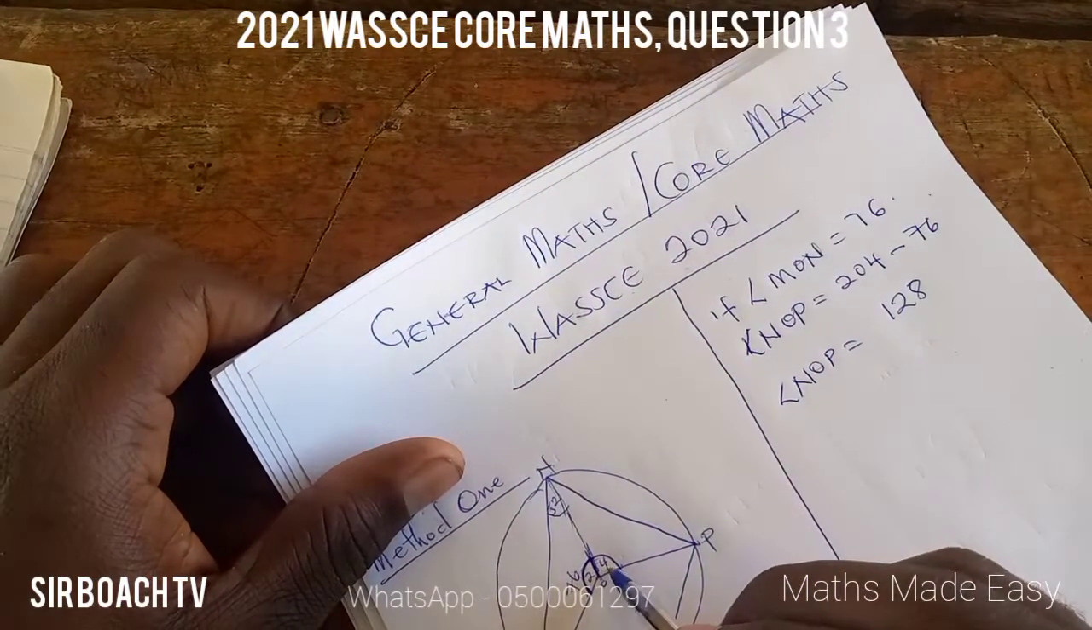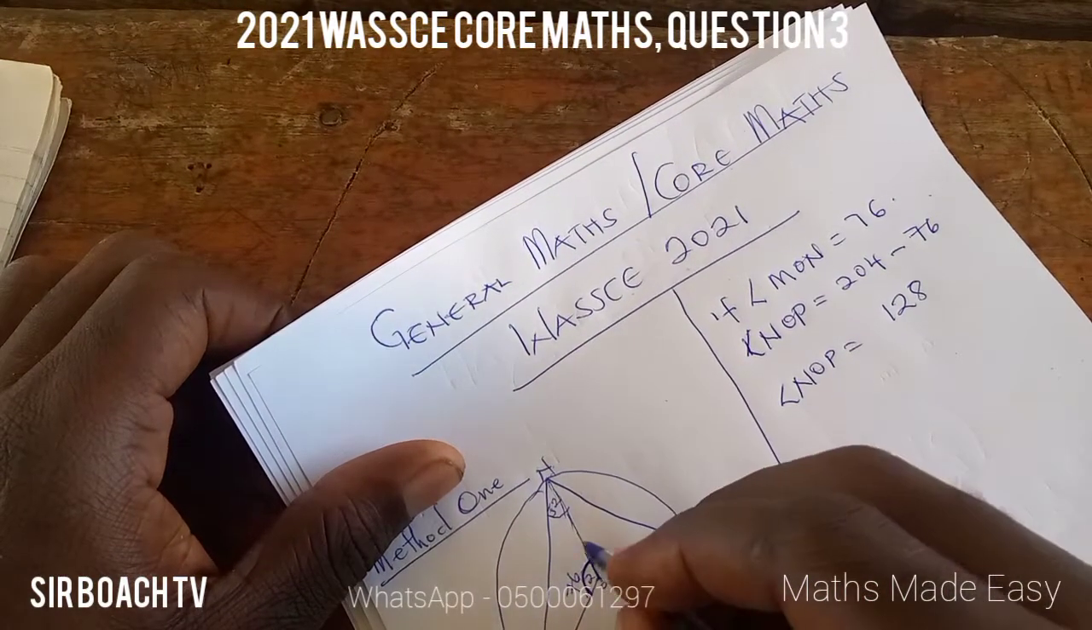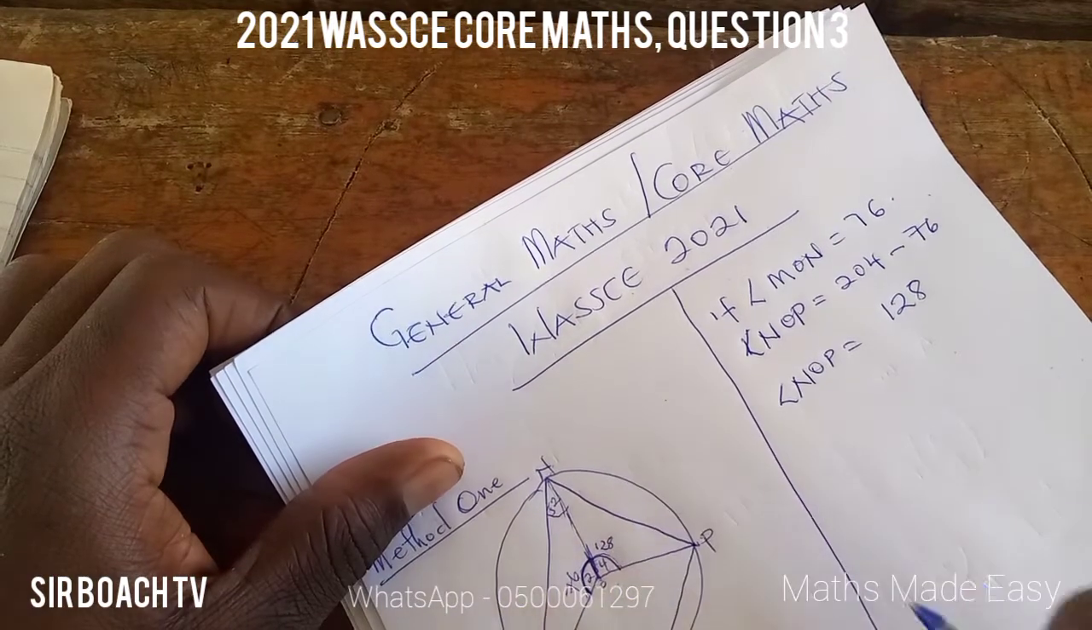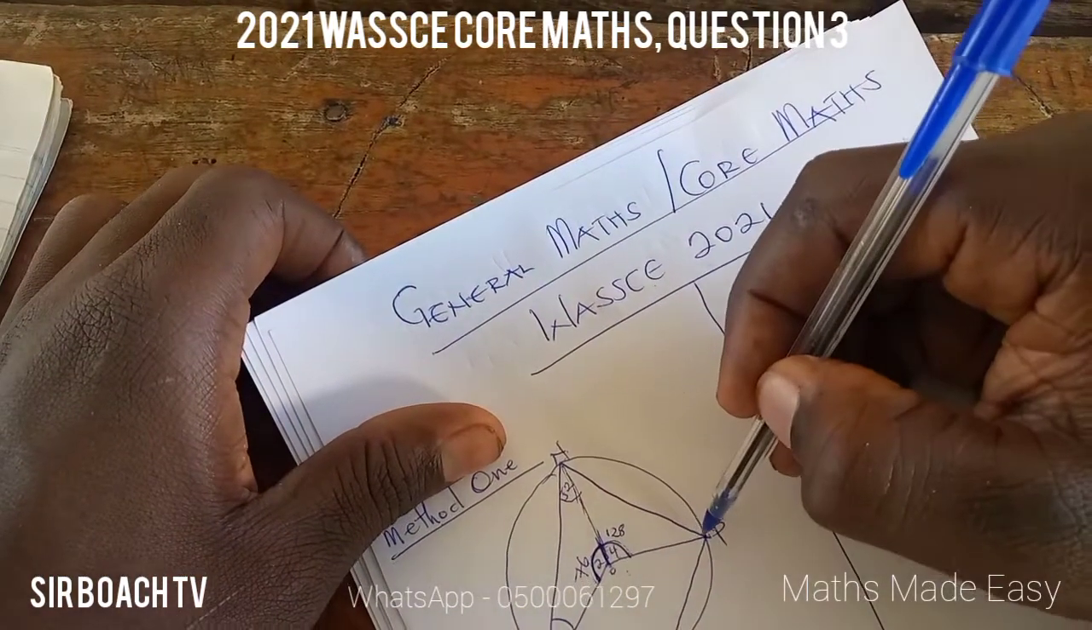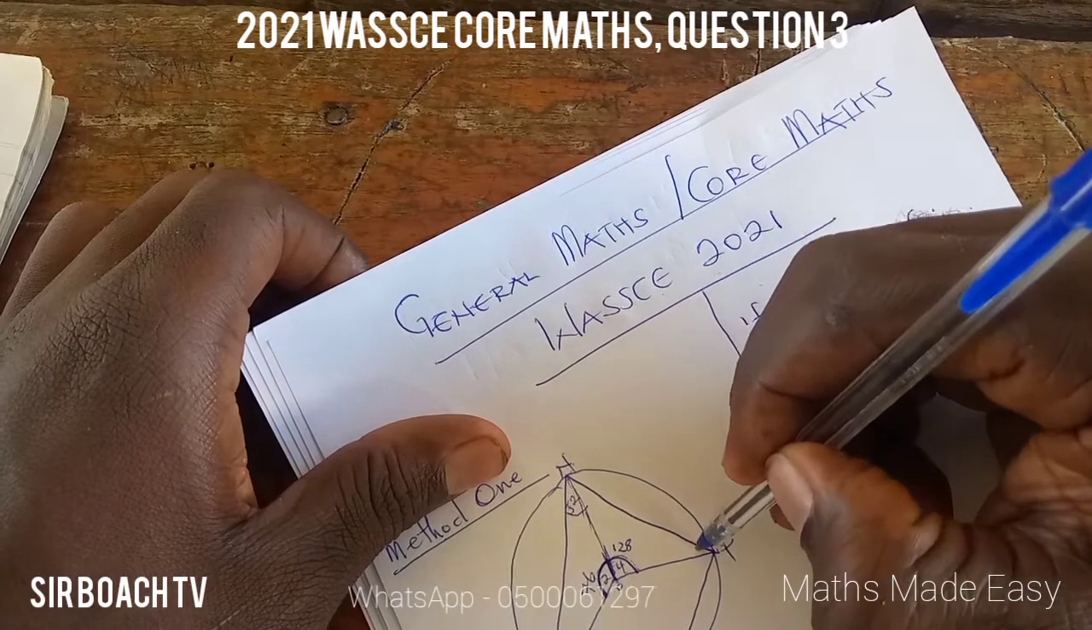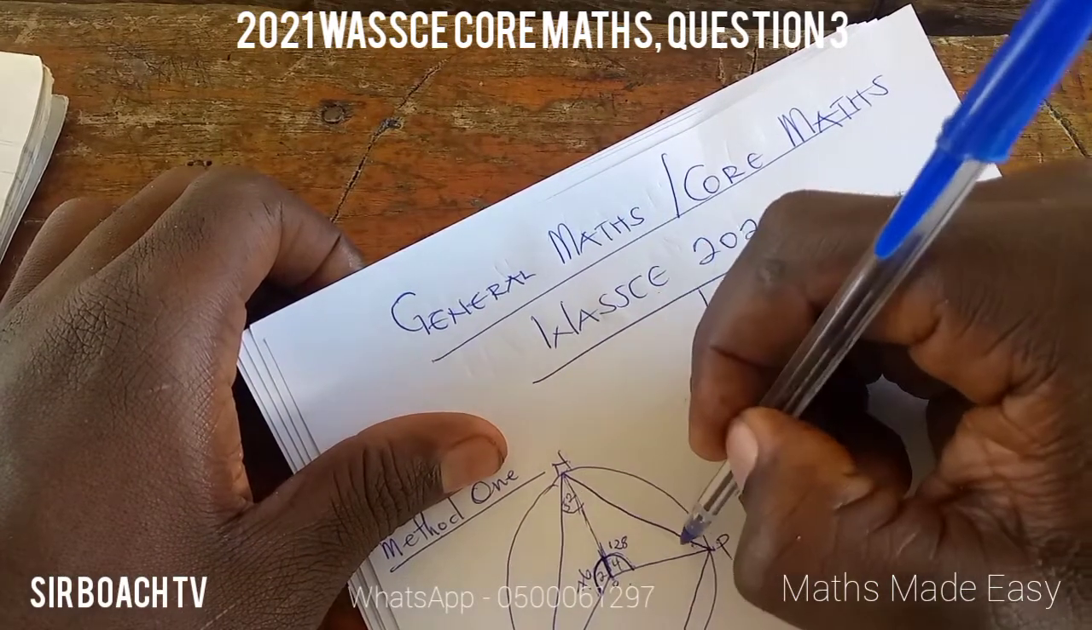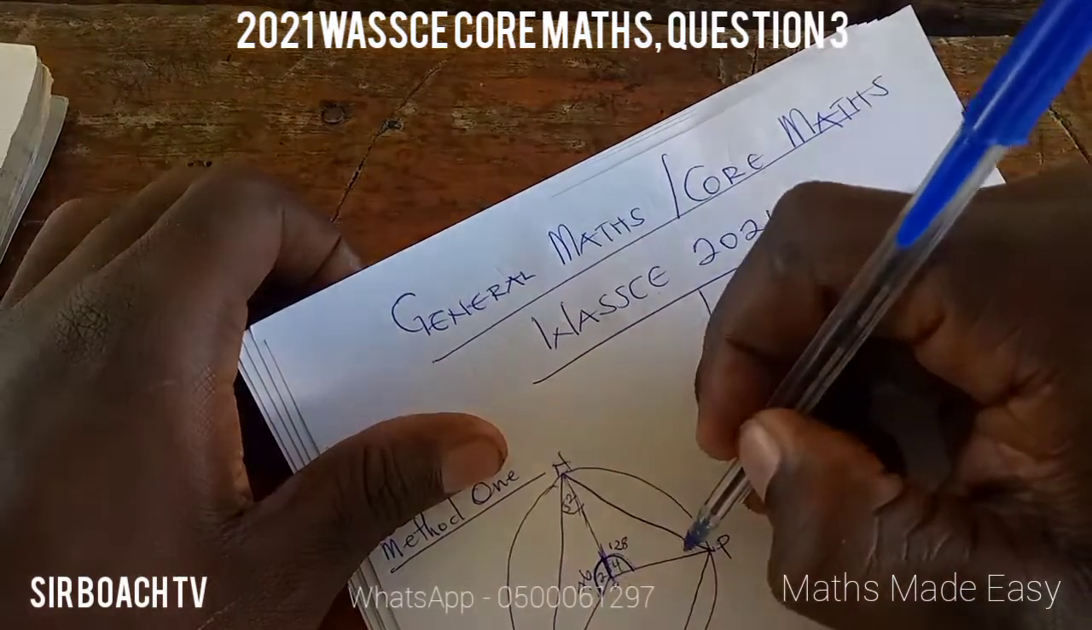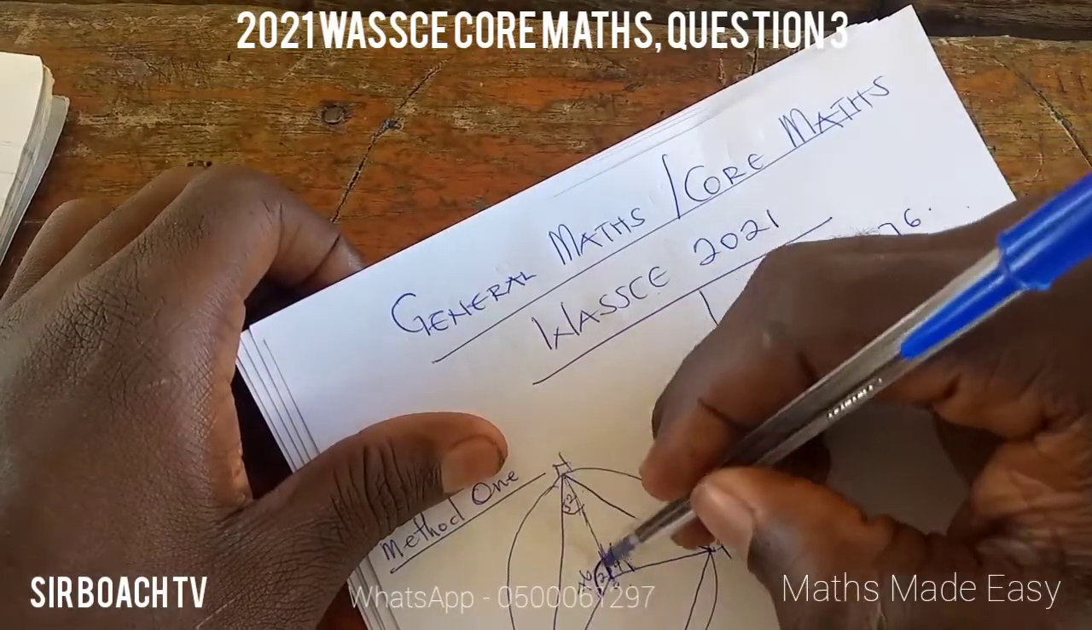128. So the angle here from this side to this side is also 128. Now we want to find this angle. That's what we are looking for. That's what the question is asking. But we can't find this without finding this, because we divide it into two.